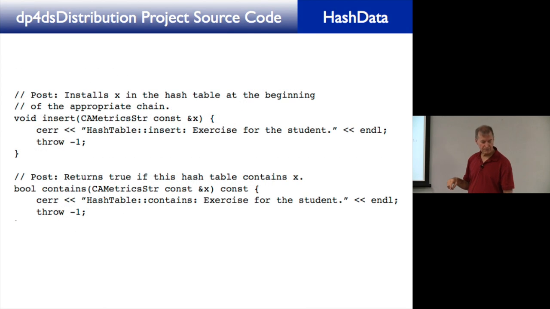And now, here is the code that we will do. The two primary methods are insert and contains. And like I said, for simplicity, we're not going to do remove, okay? But what is the postcondition of insert? Installs X in the hash table at the what? At the beginning of the appropriate chain, okay?